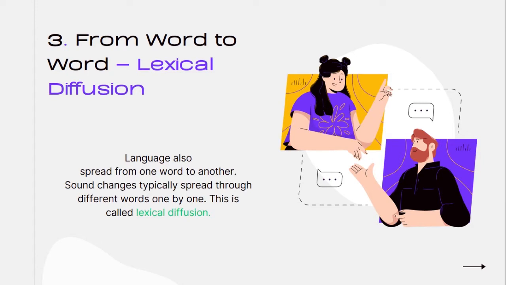And the last is from word to word, or lexical diffusion. It seems to be the case that sound changes not only spread from one person to another, and from one style to another style. They also spread from one word to another. Sound changes typically spread through different words one by one. This is called lexical diffusion. When a sound change begins, all the words with a particular vowel don't change at once in the speech of a community.